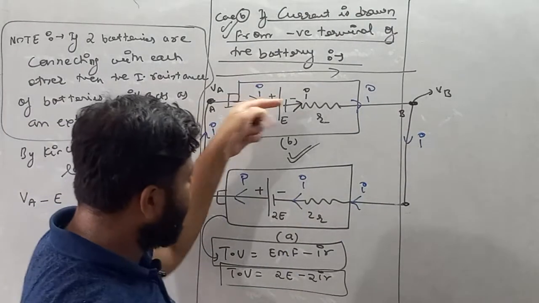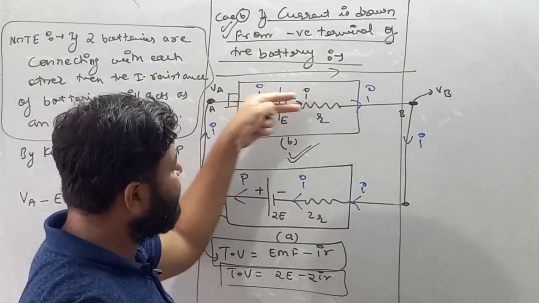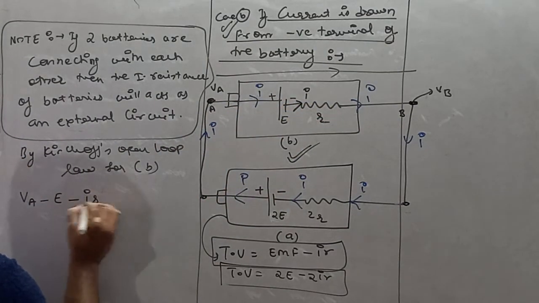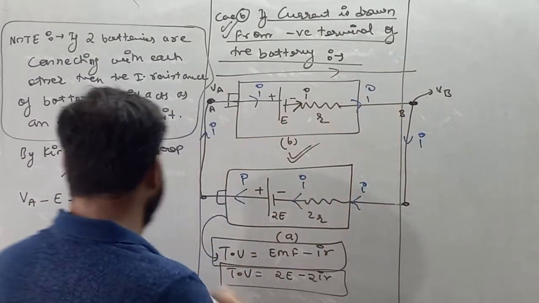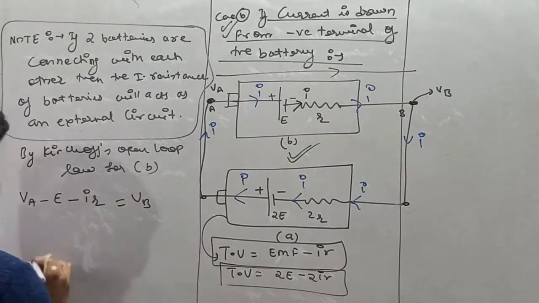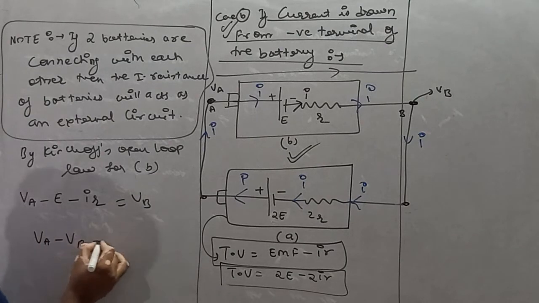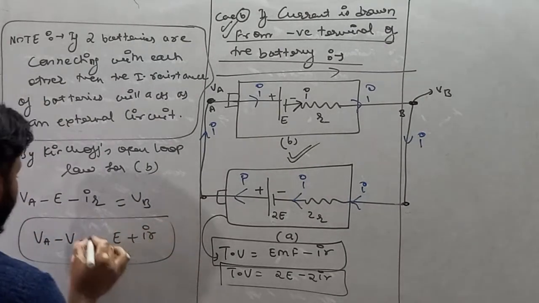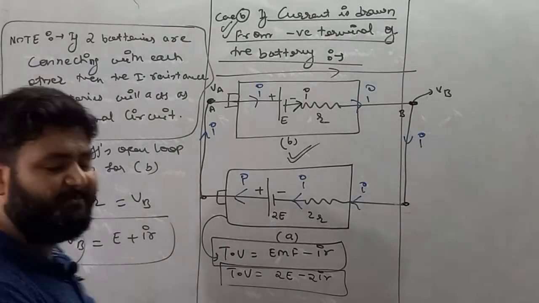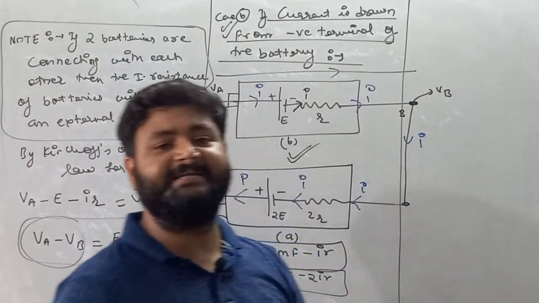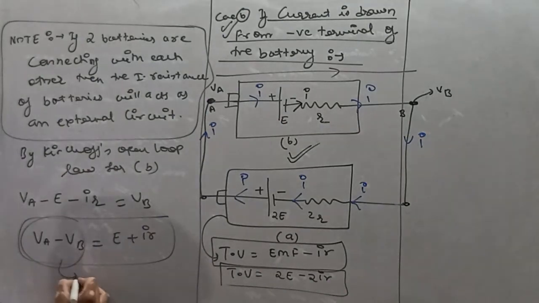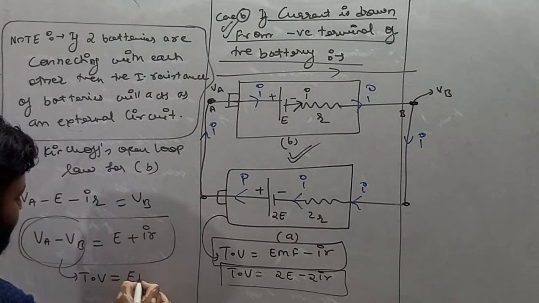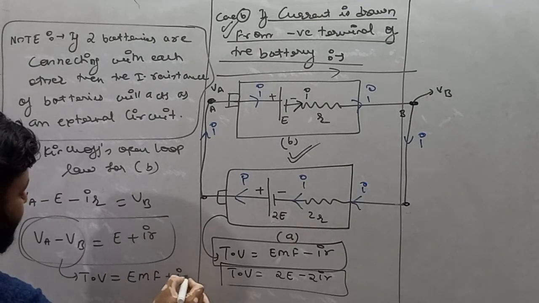Now see, I'll encounter the resistor. My direction and the direction of current are the same, so I'll write minus IR and reach point B, so it is equal to VB. So VA minus VB is equal to E plus IR, and we know that the potential across the ends of a practical battery when current is drawn from the battery is called terminal voltage. So here terminal voltage is equal to EMF plus IR.